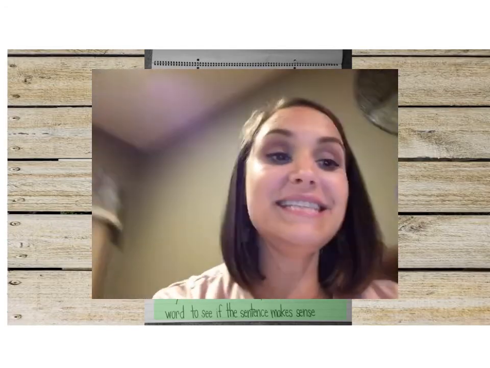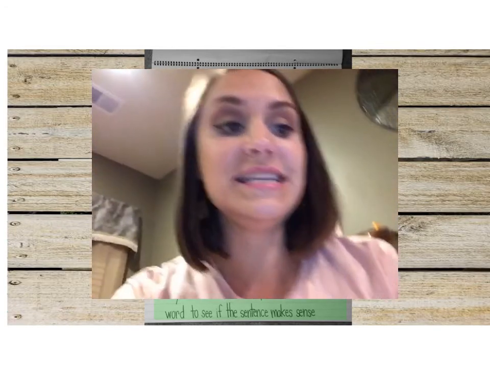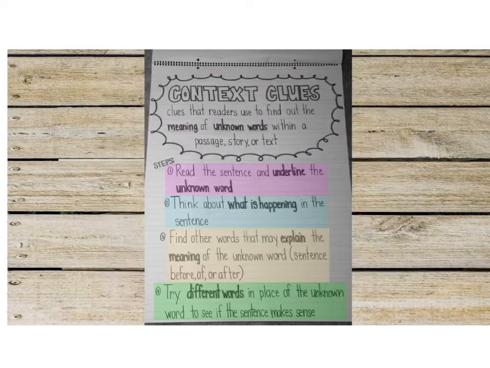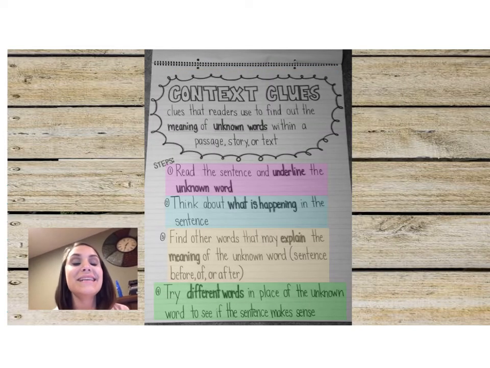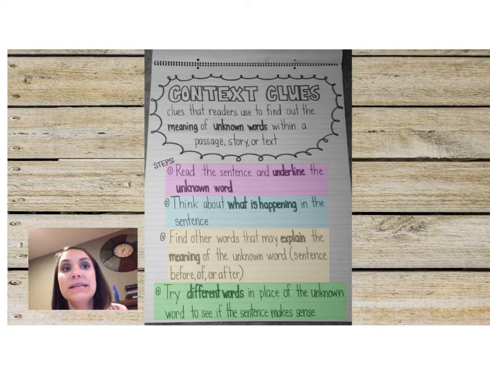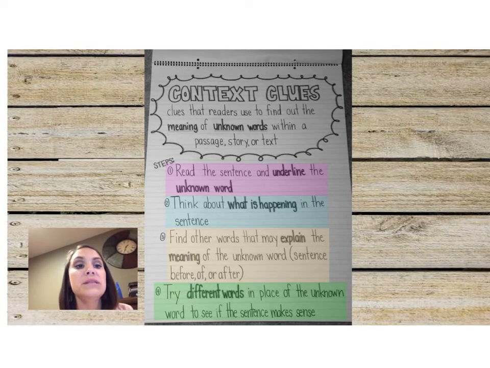Yesterday we learned some steps that can help us as we think about context clues. Let's review those. Our notes tell us that context clues are clues that readers use to find out the meaning of unknown words within a passage, story, or text. Kind of like what we did when we warmed up our brains a few moments ago.